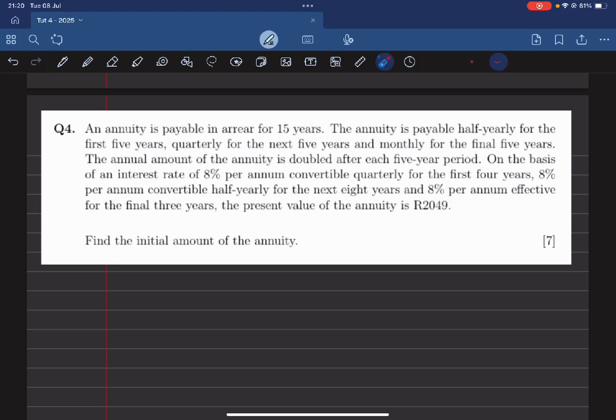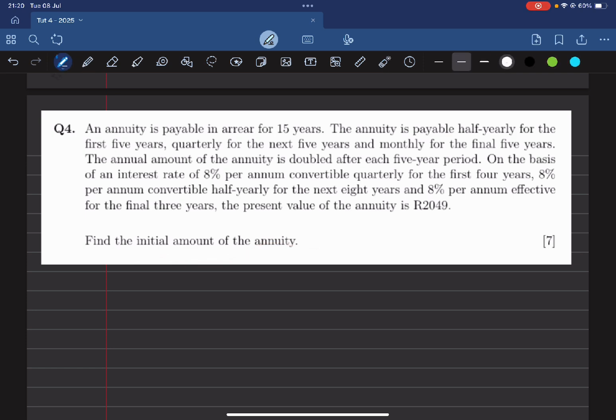Question 4 says, an annuity is payable in arrear for 15 years. The annuity is payable half yearly for the first 5 years, quarterly for the next 5 years, and monthly for the final 5 years. The annual amount of the annuity is doubled after each 5-year period, on the basis of an interest rate of 8% per annum convertible quarterly for the first 4 years, 8% convertible half yearly for the next 8 years, and 8% effective for the final 3 years. The present value of the annuity is 2,049. And we have to find the initial amount of the annuity.